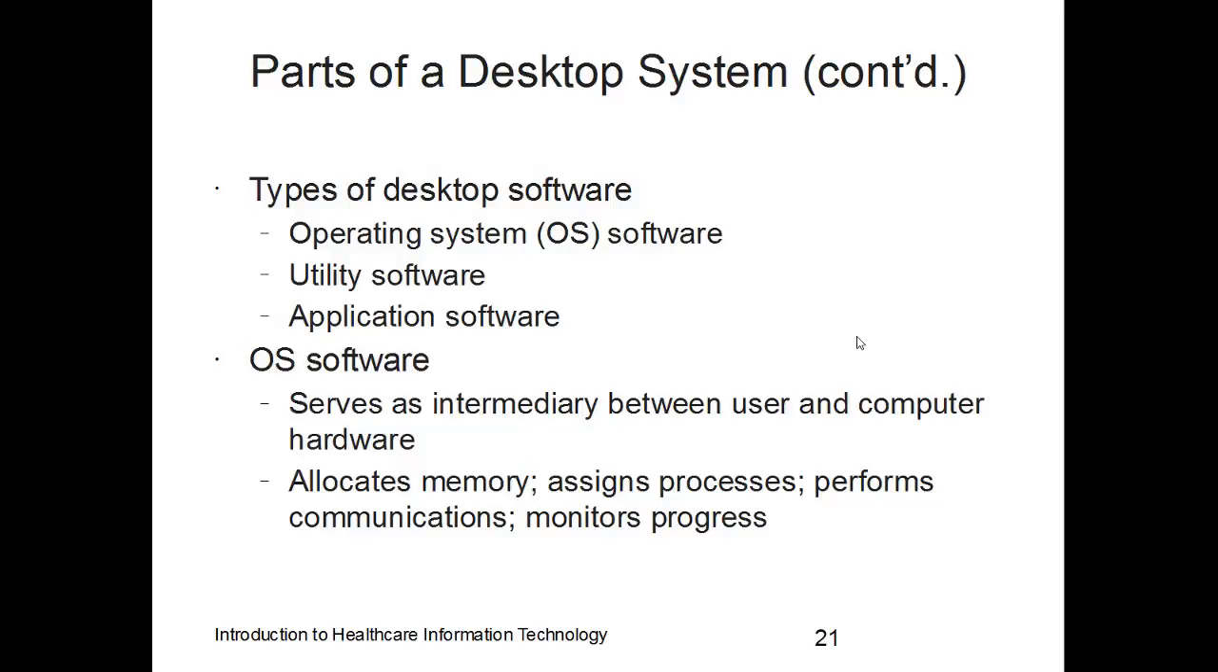Different types of desktop software. You have the OS, or the operating system, that actually makes that desktop run. You have utility software, and you have application software. Now the OS software serves as an intermediary between the user and the computer hardware. It will allocate memory for processes, assign processes, perform communications, and monitor progress.